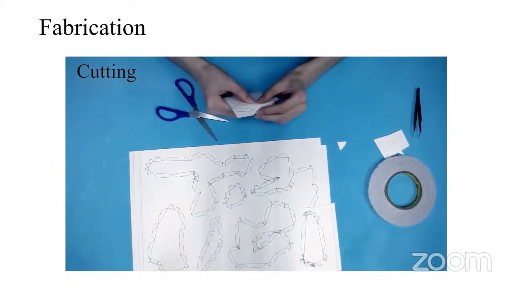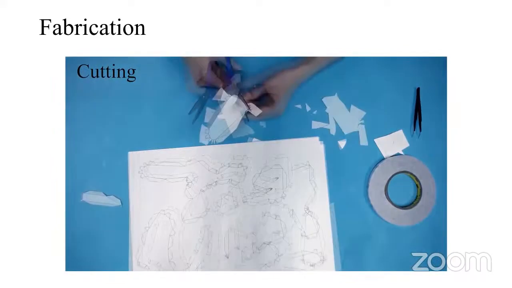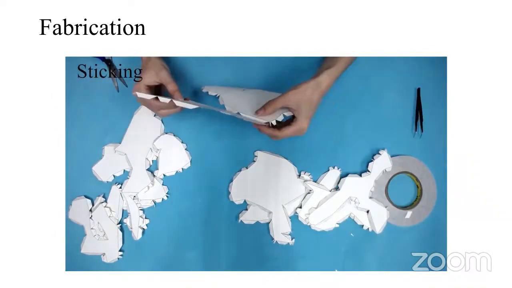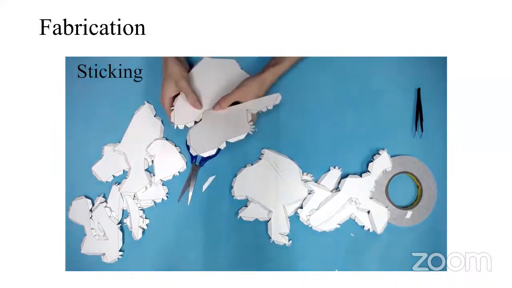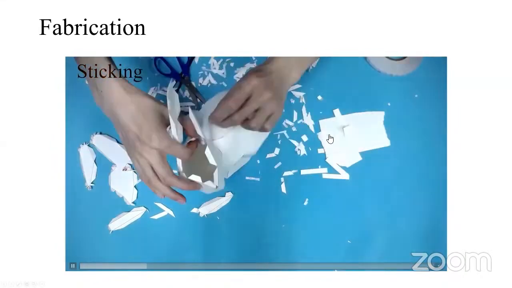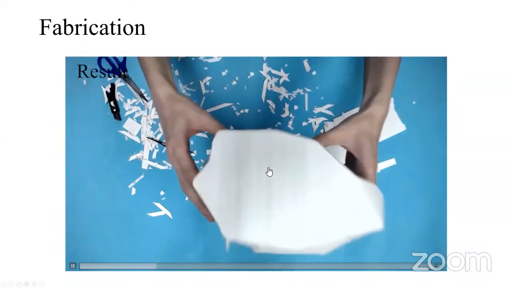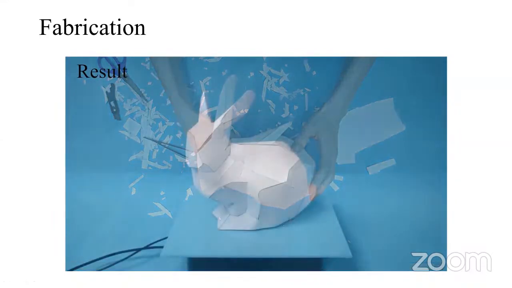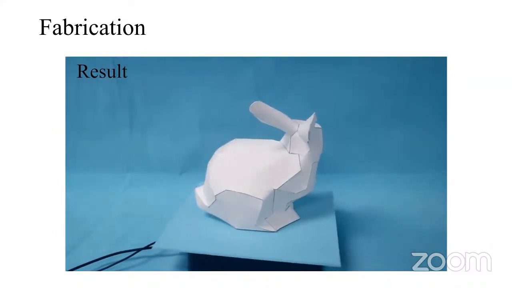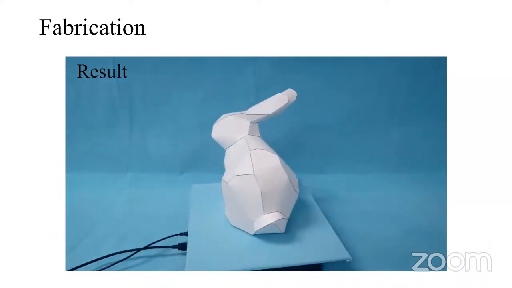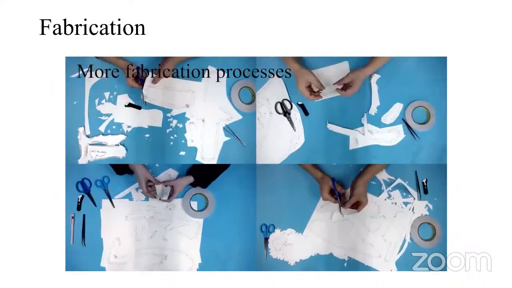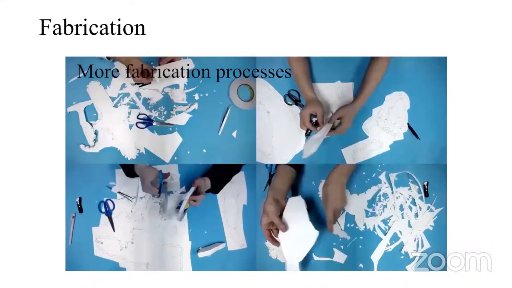To verify the validity of our result, we fabricate some models. The fabrication process includes two steps. First, we print the flat patches onto paper sheets and cut them. Second, we bend the cut patches and stick them together. We can see this video. This is the fabrication result of the bunny model. We rotate it to show more details. Here we show some more fabrication processes and results.